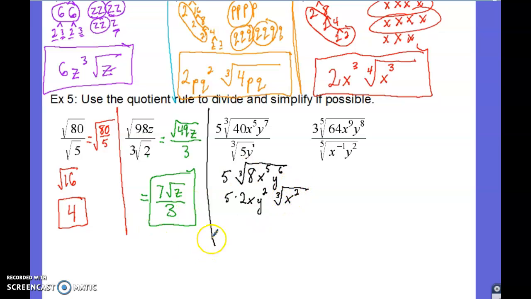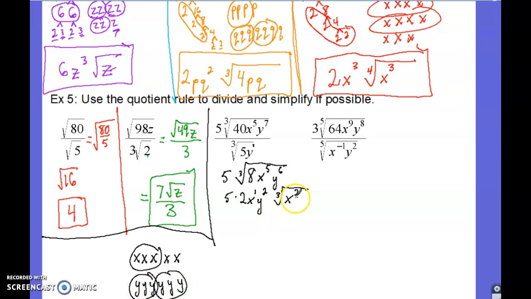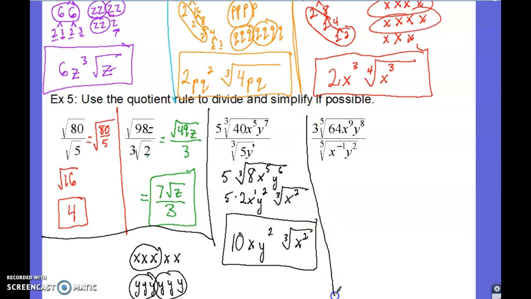And I might need to show that work. Let me show that over here. Is 1, 2, 3, 4, 5 x's. I had one group of 3, so it was x to the 1st brought in front. I had 2 x's left over. But y to the 6, I had 2 groups of 3 y's with none left over, so nothing under the radical. So what's the best answer? It would be 10xy squared cube root of x squared. And I'll have to pick up on this last example in the second video.